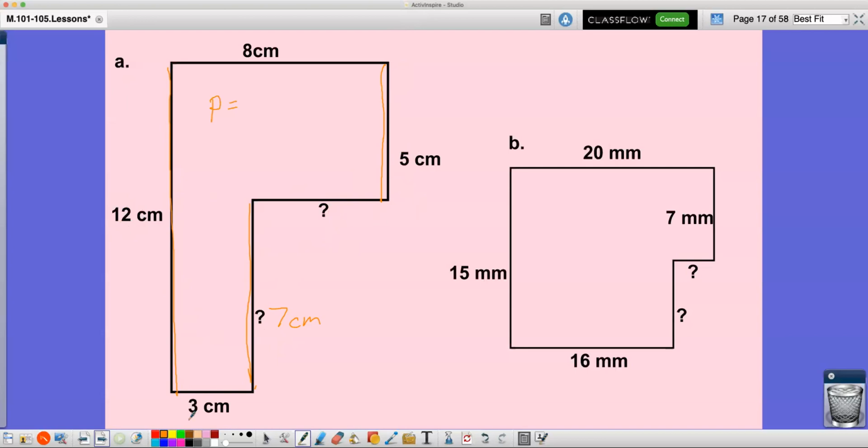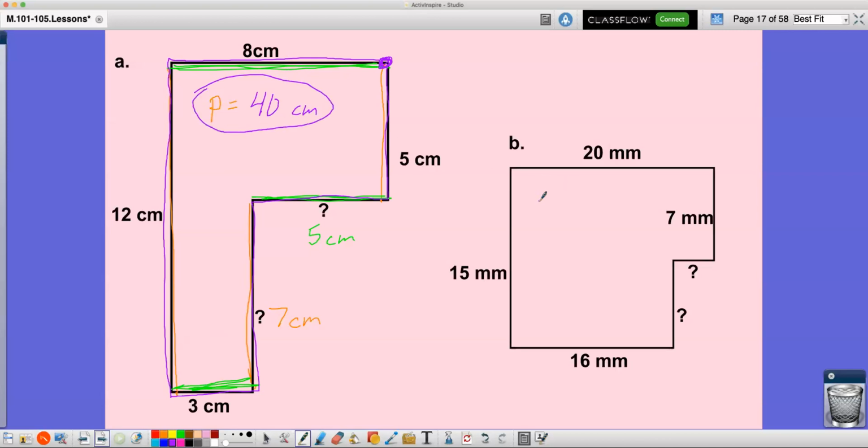I also need to find out what this side is, what its value is. I've got a 3 centimeters here, an unknown horizontal, and 8 centimeters here. If I have 8 minus 3, that's 5 centimeters. Now, if I was to just add up all those sides, let me start right here, and I'm going to move this way. 5 plus 5 is 10, plus 7 is 17, plus 3 is 20, plus 12 is 32, plus 8 is 40. The perimeter equals 40 centimeters.